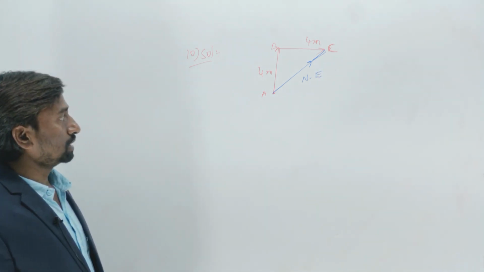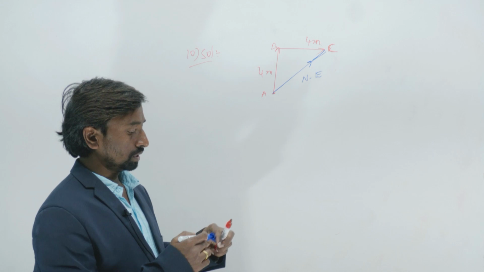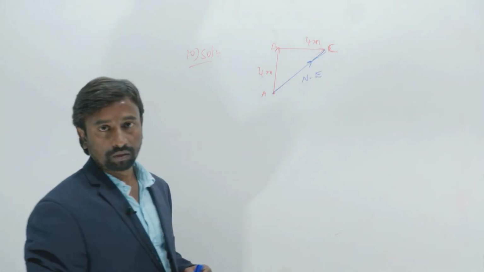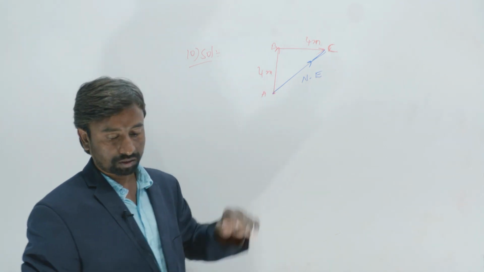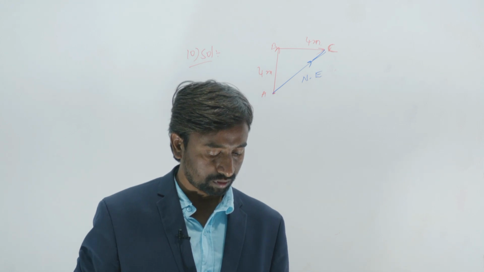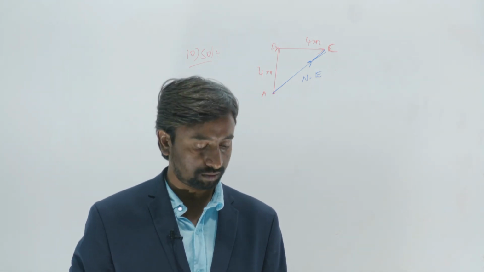So displacement is AC. A is the initial position and the final position is C. A to C is moving there. So the direction is the northeast direction we can say here. So option 3 is the right answer.